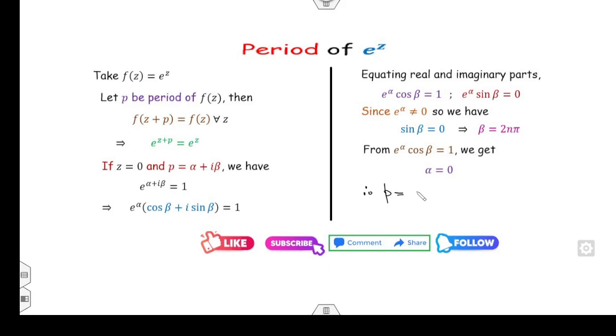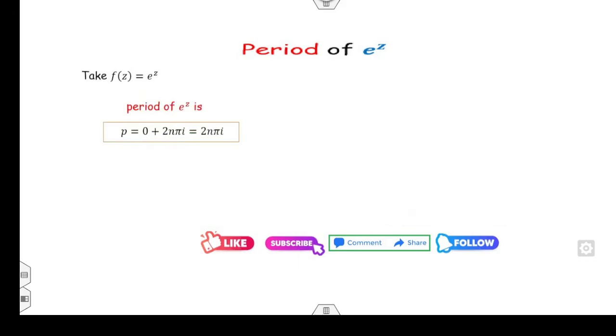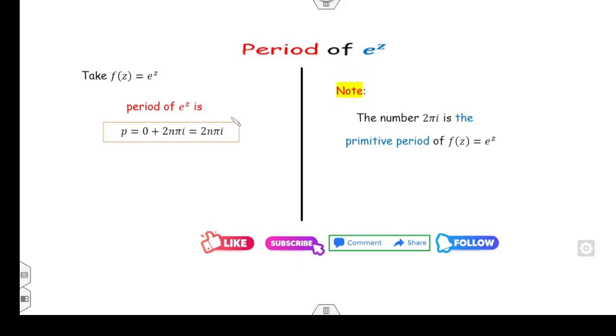So what is p? Alpha plus iota beta. Alpha is 0, beta is 2n pi. Therefore, the period is 2n pi iota. Once we define the period as 2n pi iota, that means 4n pi iota is also a period, 6n pi iota is also a period, and so on. But the smallest period, 2 pi iota, is my fundamental period.